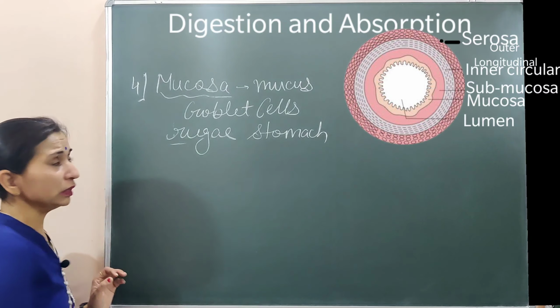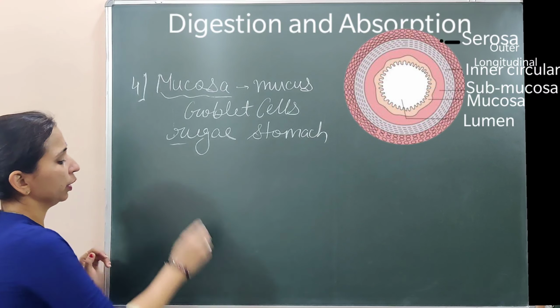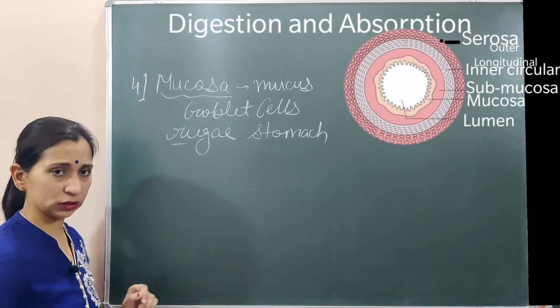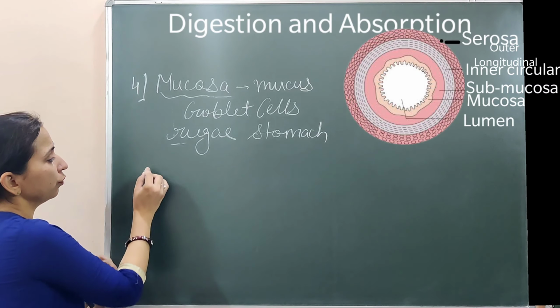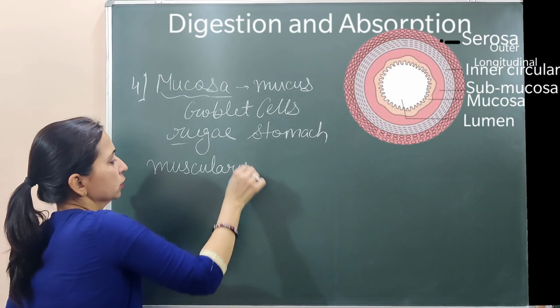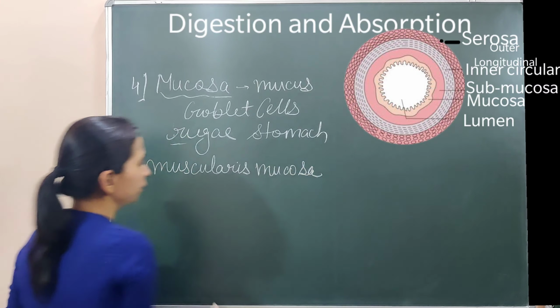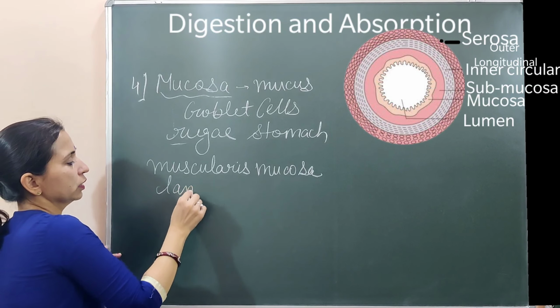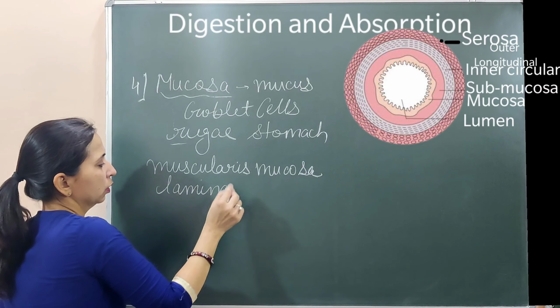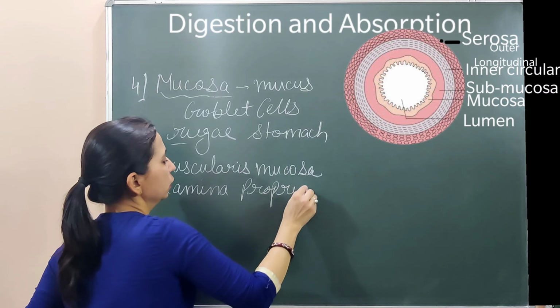Now this layer is further divided into sub layers. इसका further हम dividation भी करेंगे. What are the different layers of this layer? Sub layers कौन-कौन सी होंगी? The first layer is known as muscularis mucosa. Then the second sub layer is lamina propria, and the last one is epithelium.